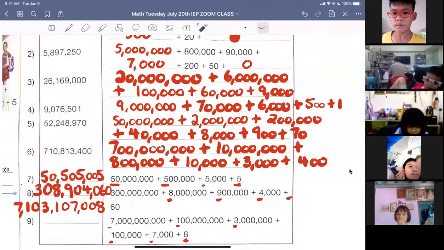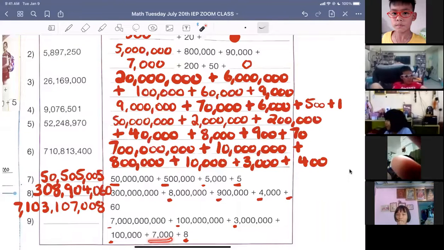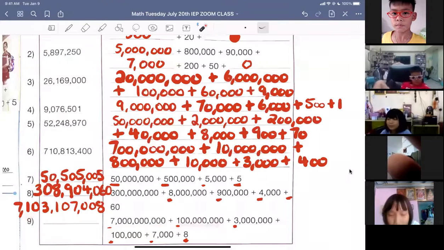Okay. So we end up getting 7,103,107,008. Right? This is the same as 7 billion plus 100 million plus 3 million plus 100,000 plus 7,000 plus 8. Right? The 7 is the 7 billion. This 1 is the 100 million. This 3 is the 3 million. This 1 is the 100,000. This 7 is the 7,000. This 8 is the 8. Okay. Easy.